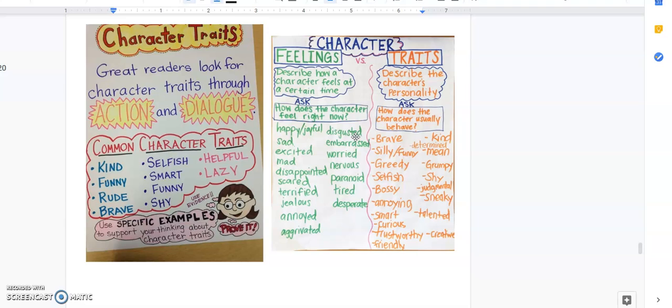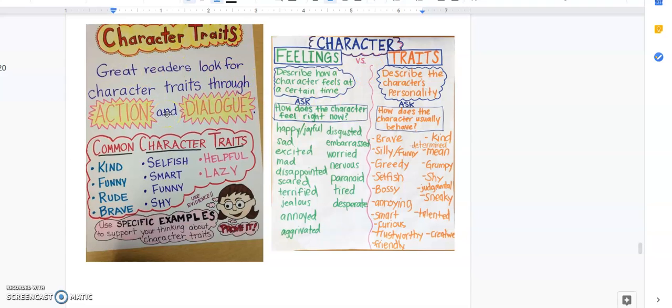Now, characters have feelings and then they have traits. The feelings are how the person is feeling at that time, what their inside is. So I'm happy, I'm sad, I'm mad, I'm nervous, right? Things like that. And then the trait is how you would describe their actual personality. You wouldn't say, "Oh, I think that Marissa is very sad." Well, she's feeling sad, but how would you describe her? Well, I think that Marissa is really talented, things like that. So you want to make sure you understand the difference between those two things.